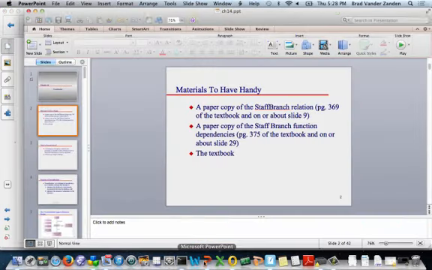Okay, so I actually gave you a paper copy of the staff-branch relation, and I've uploaded the slides to Blackboard so you can also take a look at them. And we're going to be showing you a slide with the functional dependencies, so don't worry about it.